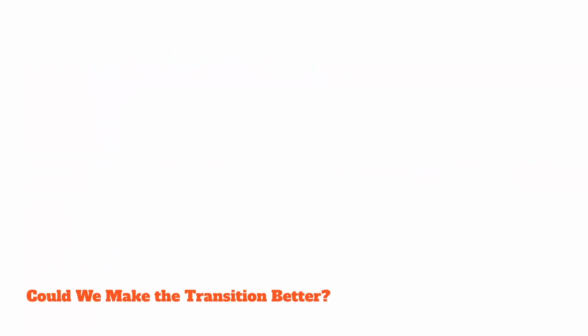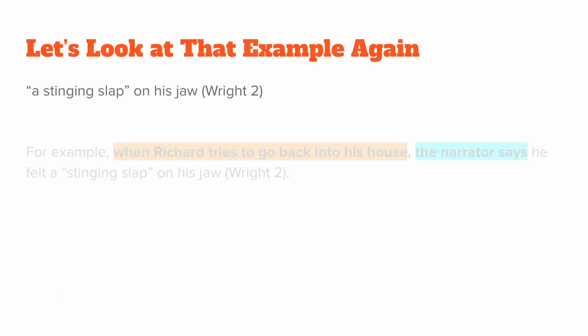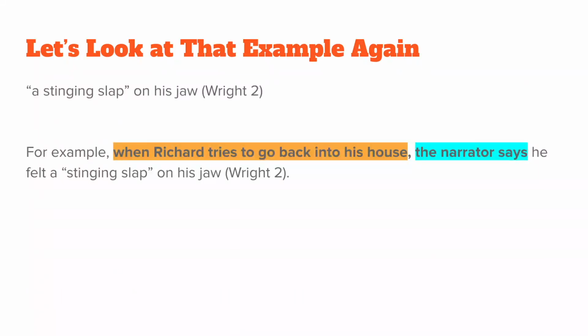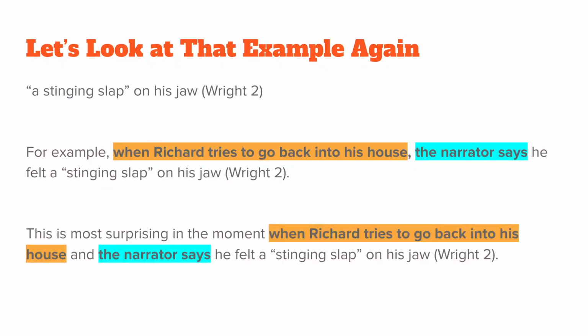Now, we could actually take this a step further. So that transition at the beginning says, for example, when Richard tries to go back into his house. How could we do something that isn't using a transition that sometimes is overused, and instead, can we find something that's a little bit smoother? So what if we did this? This is most surprising in the moment when Richard tries to go back into his house and the narrator says he felt a stinging slap on his jaw.